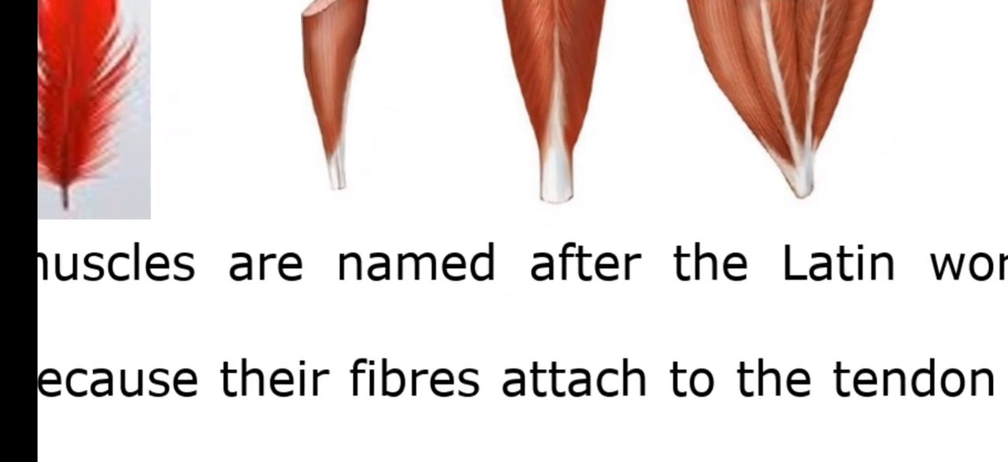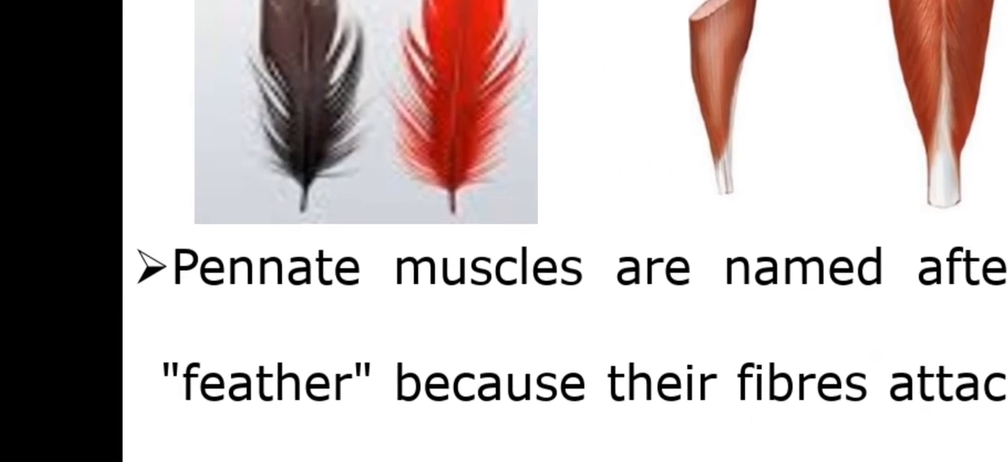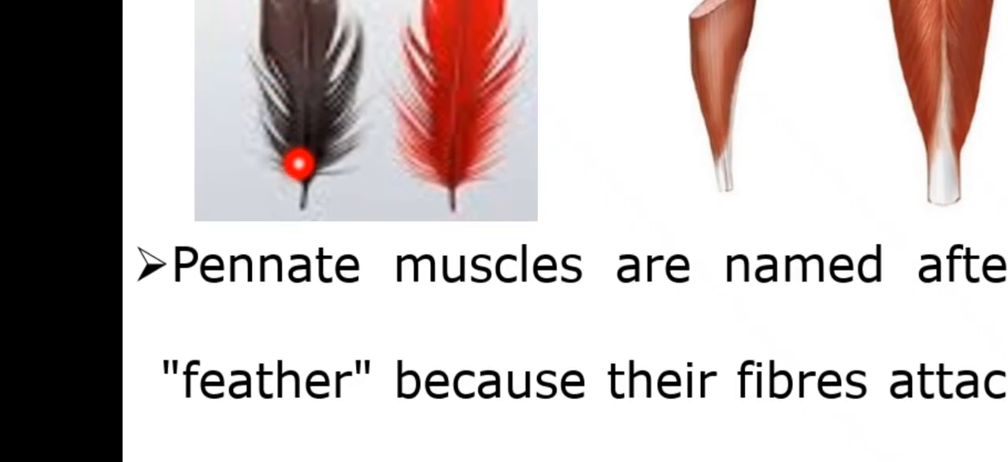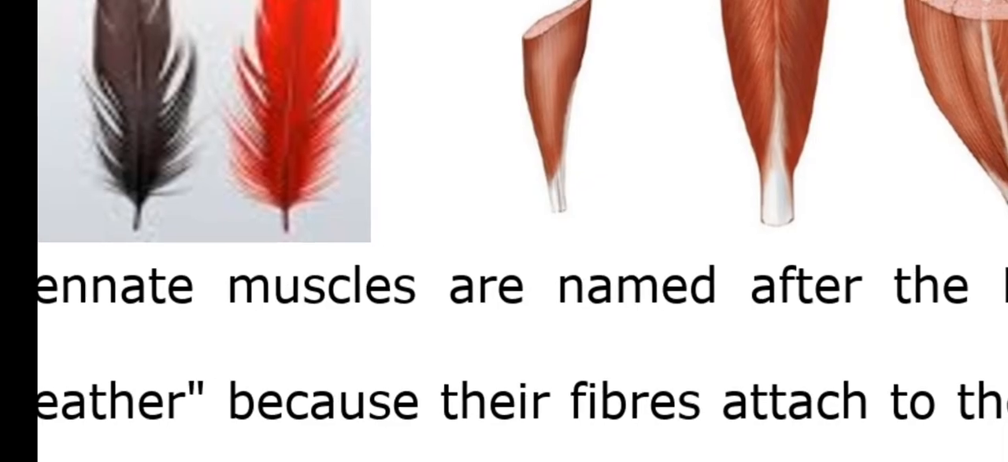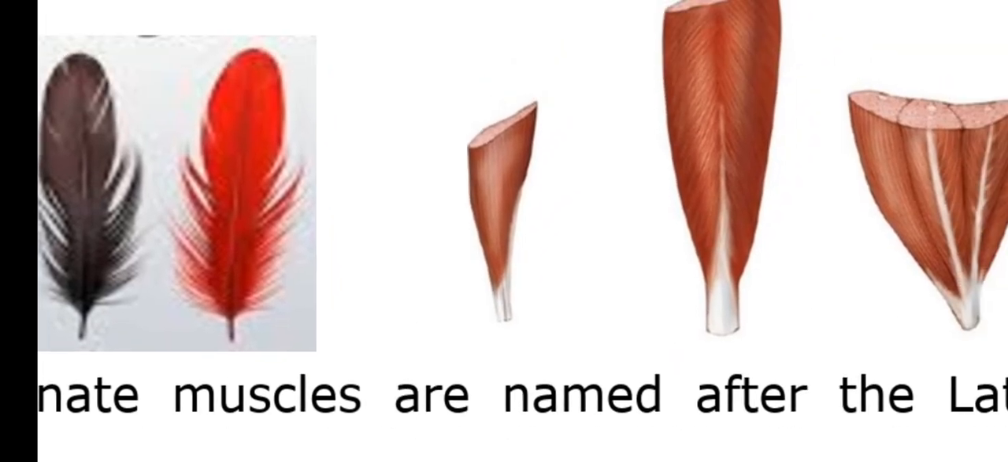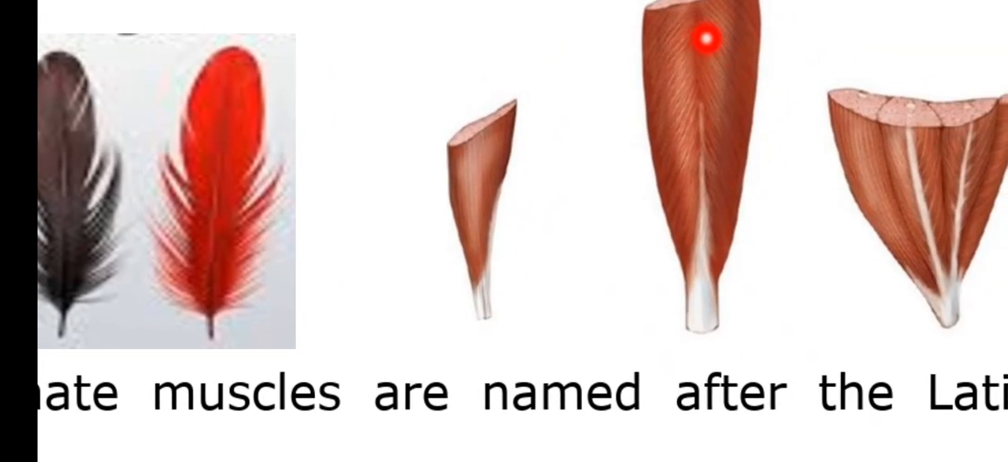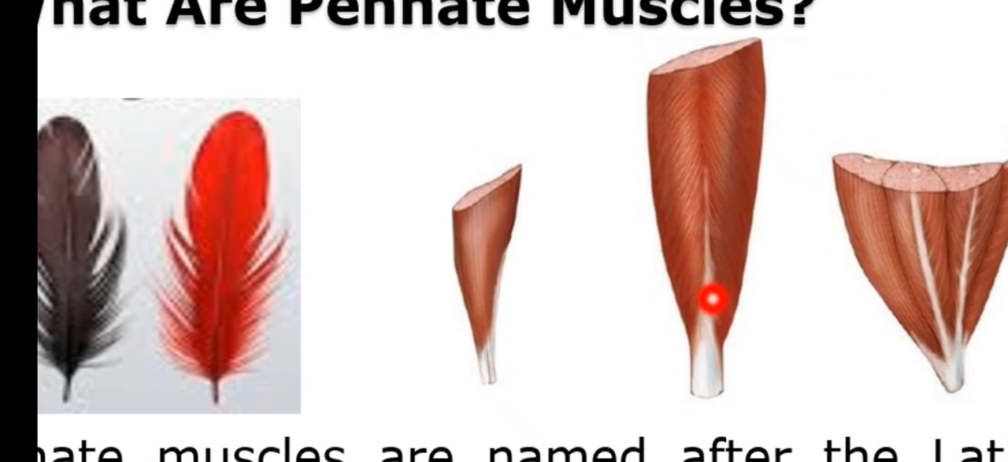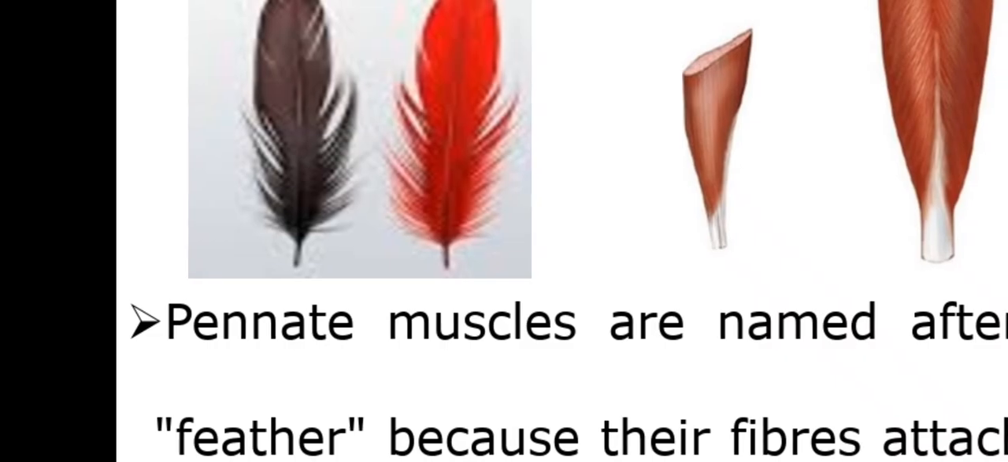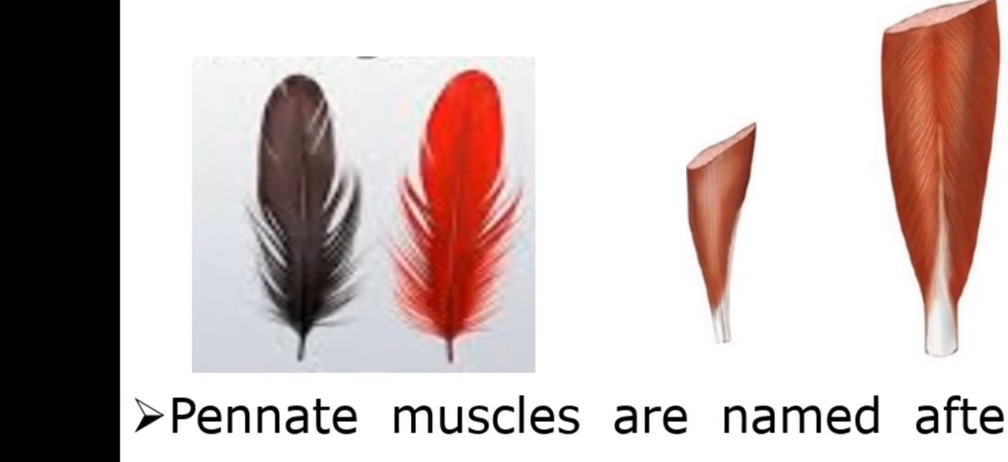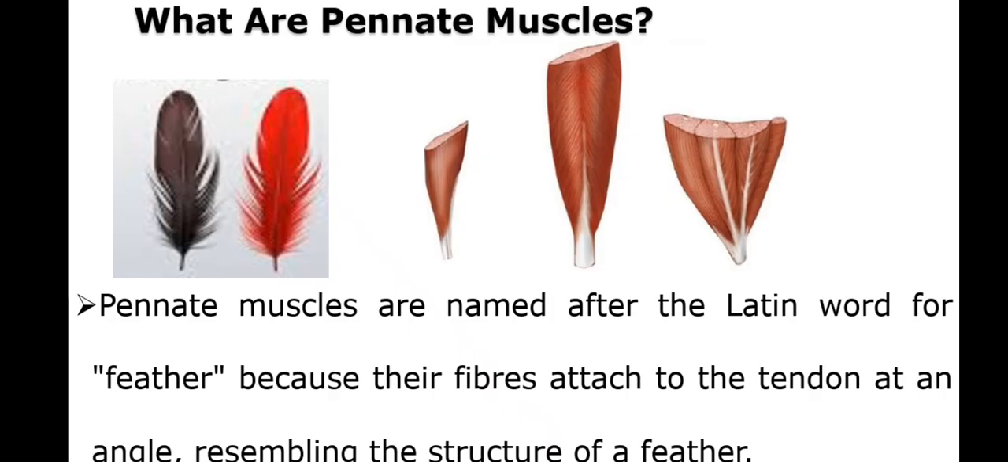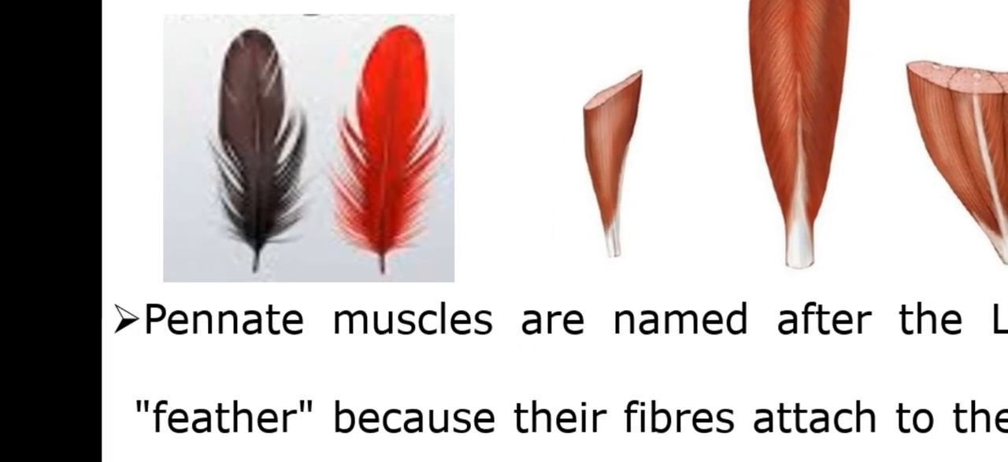Now, let me just zoom in a bit here. If you look at a feather, it has this shaft in the middle. Think of it in a muscle as a tendon, because what you are seeing here are individual muscle cells, different myofibrils that have been pushed together. They are the ones that are attached to this particular tendon. So the reason why we talk about pennate muscles is because this different arrangement of muscle cells resembles a feather.